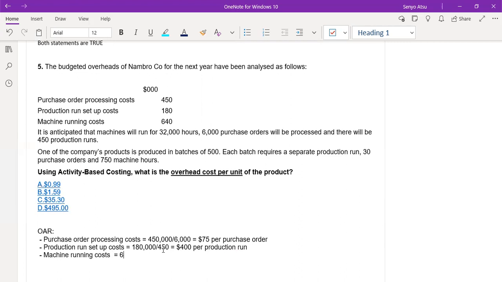Machine running, $640,000 divided by machines will run for 32,000 hours. So I got $20 per machine hour. If I write my rates like this, it's easier for me to analyze them.